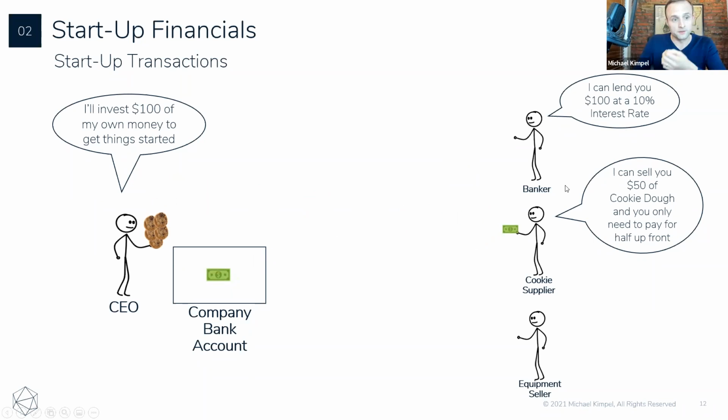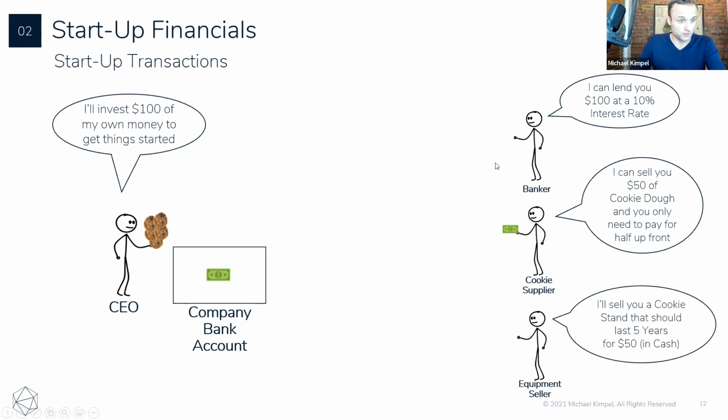And then lastly, we go to the equipment seller because we want to buy a cookie stand. So we go to the equipment seller and say, we're looking for a cookie stand. They say, I've got you covered. You can buy this cookie stand from us. It has a 5-year life, and you can pay for that in cash for $50, and the cookie stand is yours. So we pay the equipment seller here for the cookie stand, and now we own a cookie stand.